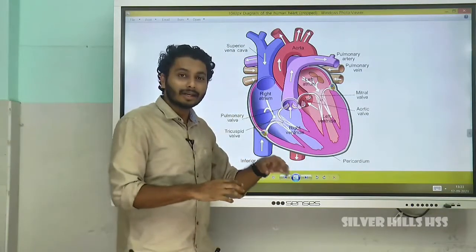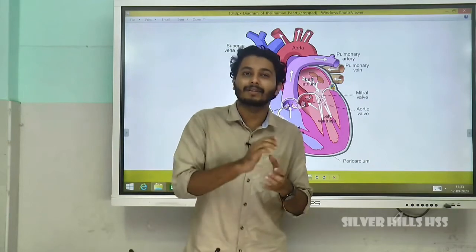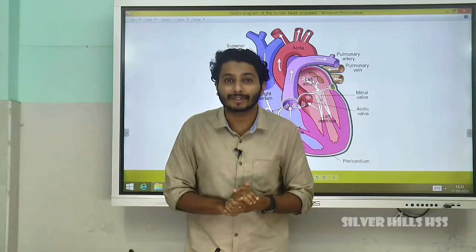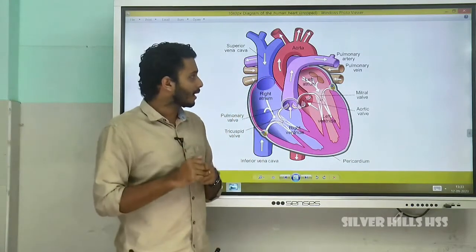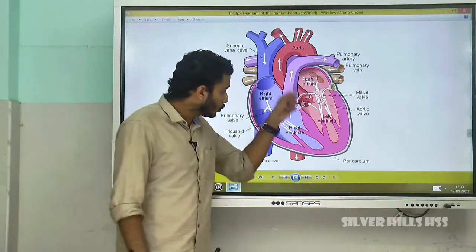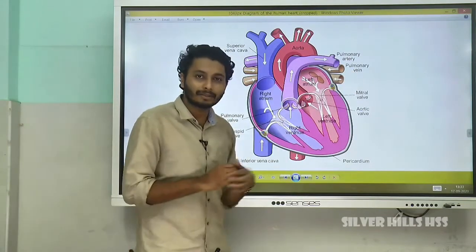The oxygen reaches the lungs. From the lungs, the oxygen mixes with the blood, and the blood becomes oxygenated blood. The oxygenated blood is carried to the heart through the pulmonary vein. Here you can see the pulmonary vein.